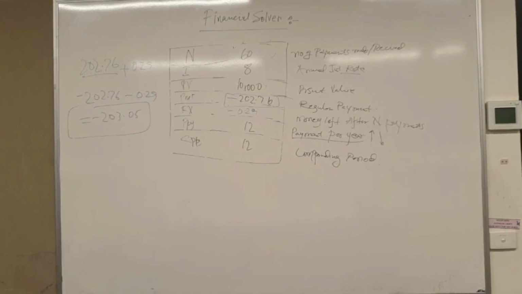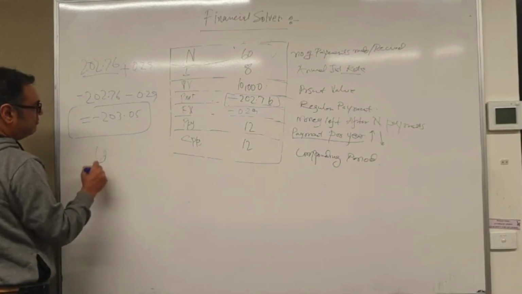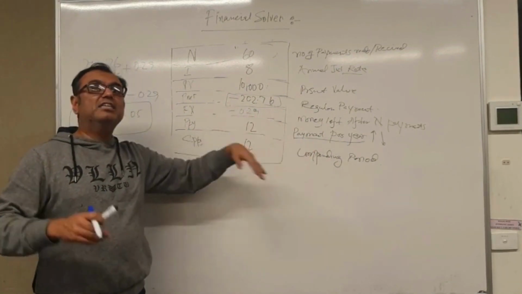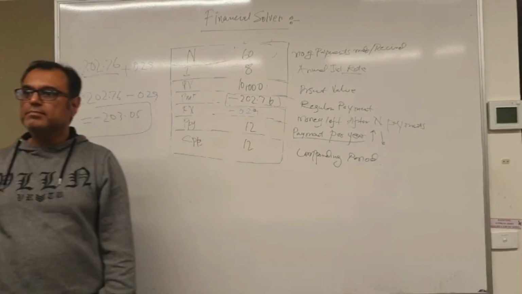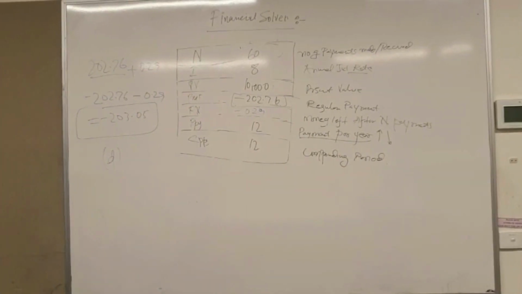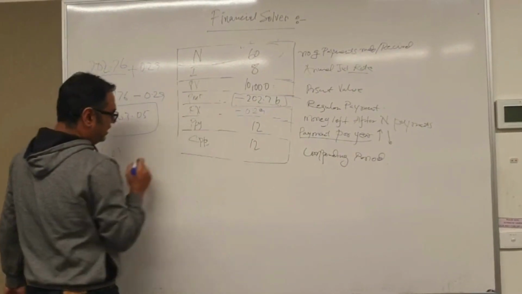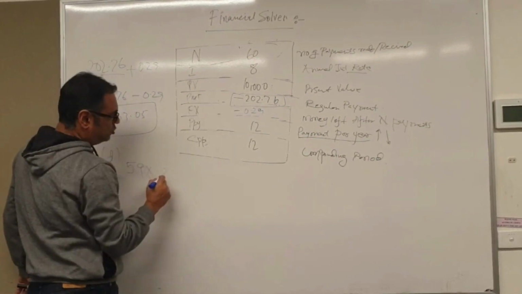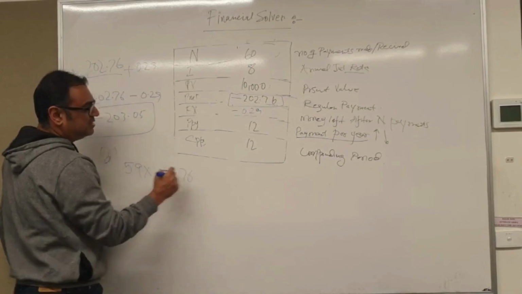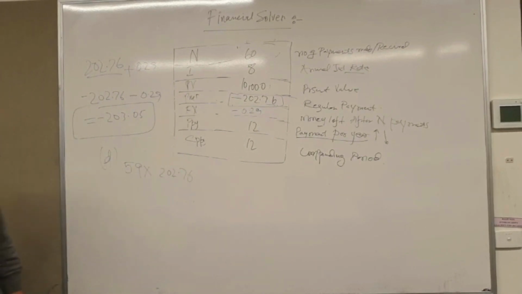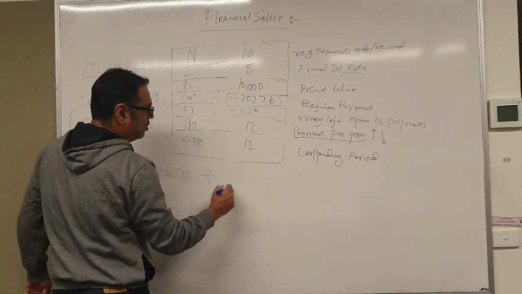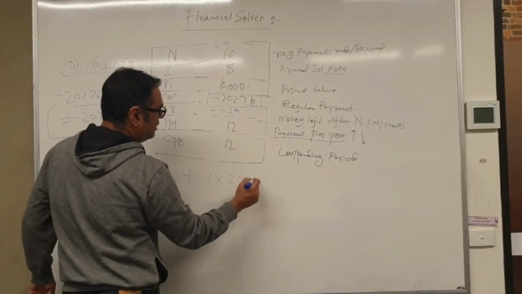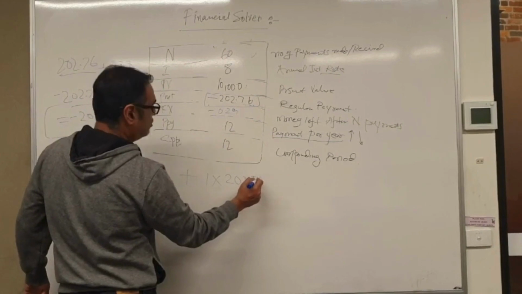And now part D of the question, now I'll do it. Part D of the question says, tell me now how much this guy has paid in interest in total. So it's very simple. His 59 payments were 202.76. His last payment was 203.05.